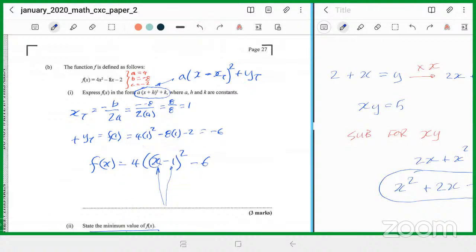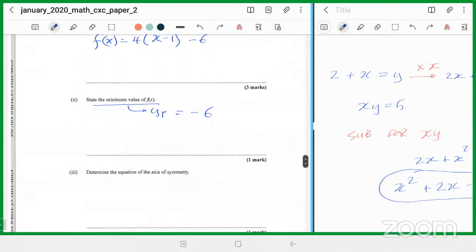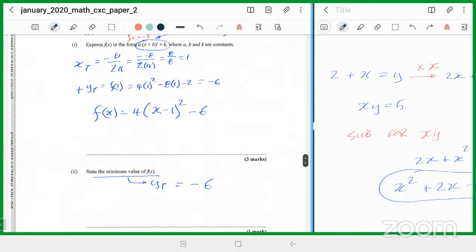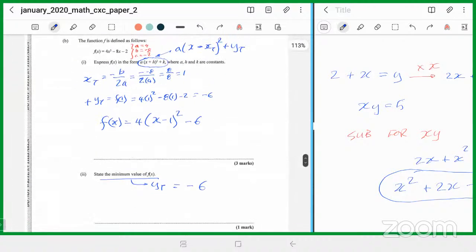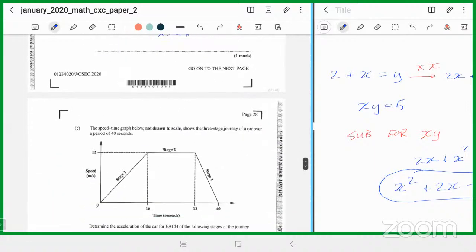They ask for the x value when the function is minimum. Let's see if they ask that. Oh, that's right. Determine the axis of symmetry. Remember, the axis of symmetry is the vertical line through the turning point. An equation of a vertical line is x equals a number. What number? The xt value, because after all, it passes through the turning point where the x value is, in this case, 1. So it is x equals 1. That's the equation of the axis of symmetry: x equals 1. Anything else I want us to do? Nope. Done.